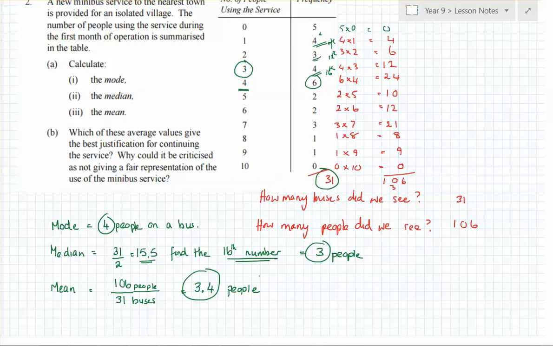Okay, fair enough. So the mean says 3.4 people on a bus. The mode is 4 people on a bus. So you've got the 4 people. That'd be a good one to use, wouldn't it? To justify keeping it. Now here's the big understanding thing from you. Why could it be criticised as not giving a fair representation of the use of the minibus service?